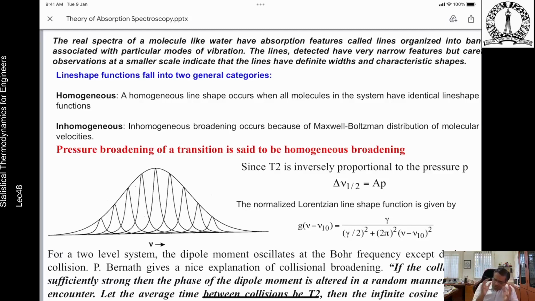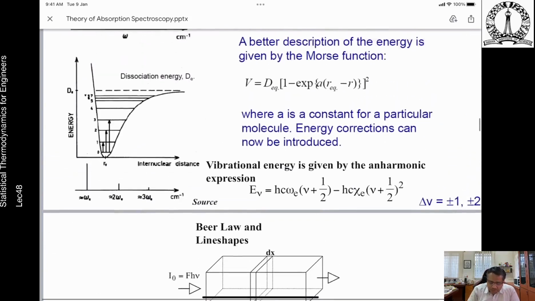That means that the concentration is high. We have too many molecules colliding with each other, and that is resetting the system. And because of the molecular velocity, we get further broadening because of the Doppler effect. So these are the two things that we should keep in mind.